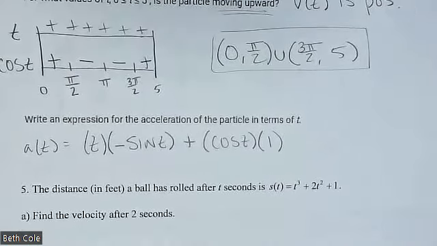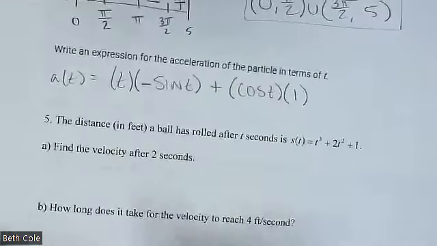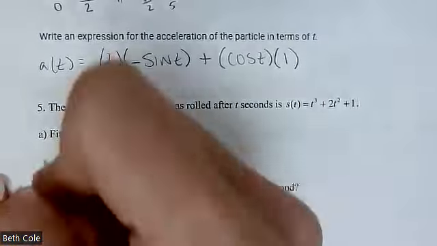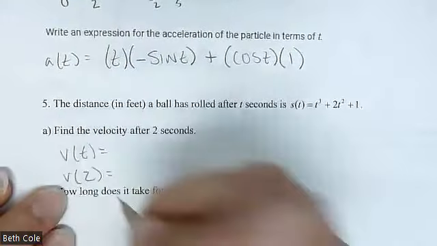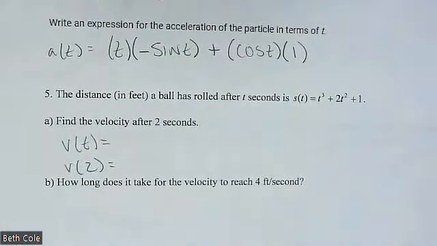All right, number 5, read it. Did they give us position, velocity, or acceleration? They gave position. So in letter A, when they say find the velocity, you have to actually find the velocity and then plug in 2, because they didn't give you velocity, you have to find that. So what is your velocity function?